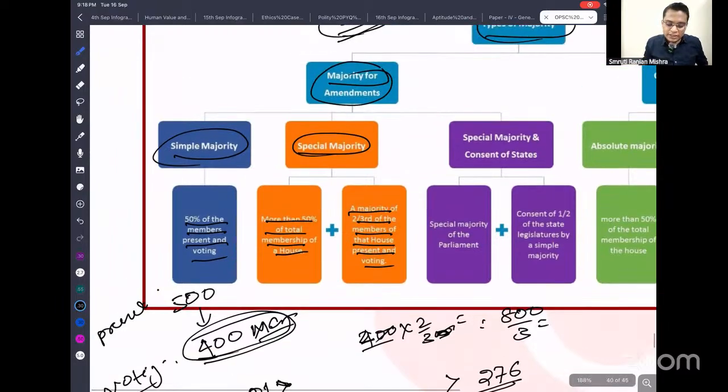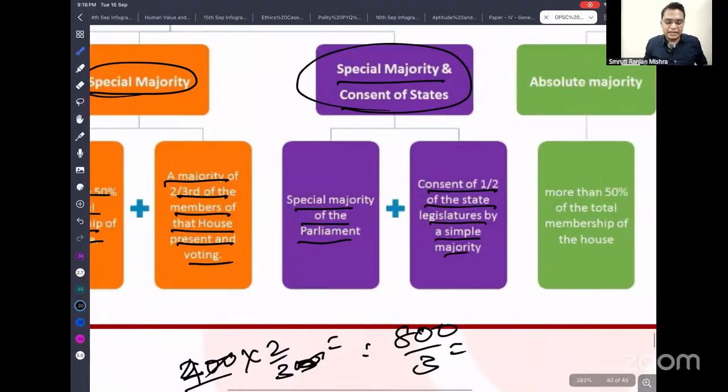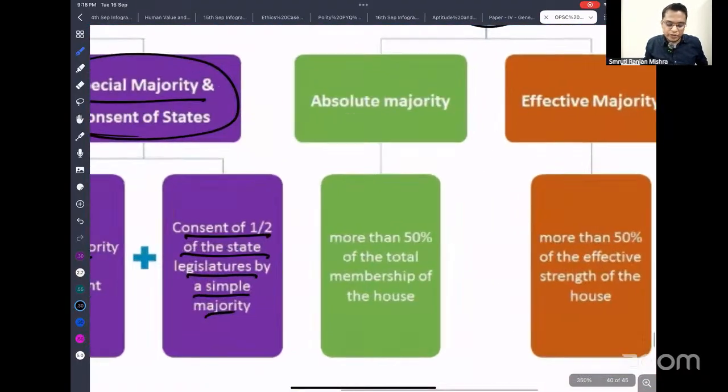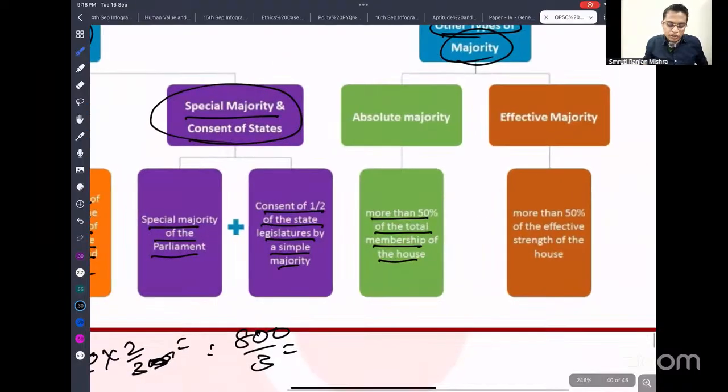Okay. So next is special majority and consent of the states. Here a special majority of the parliament plus ratification by half of the states is needed. The next type of majority is absolute majority. Absolute majority is 50% of the total membership of the house. In this case our total membership is 550, so more than 50% of that is 275 members. If more, then in that case we can say it is absolute majority.